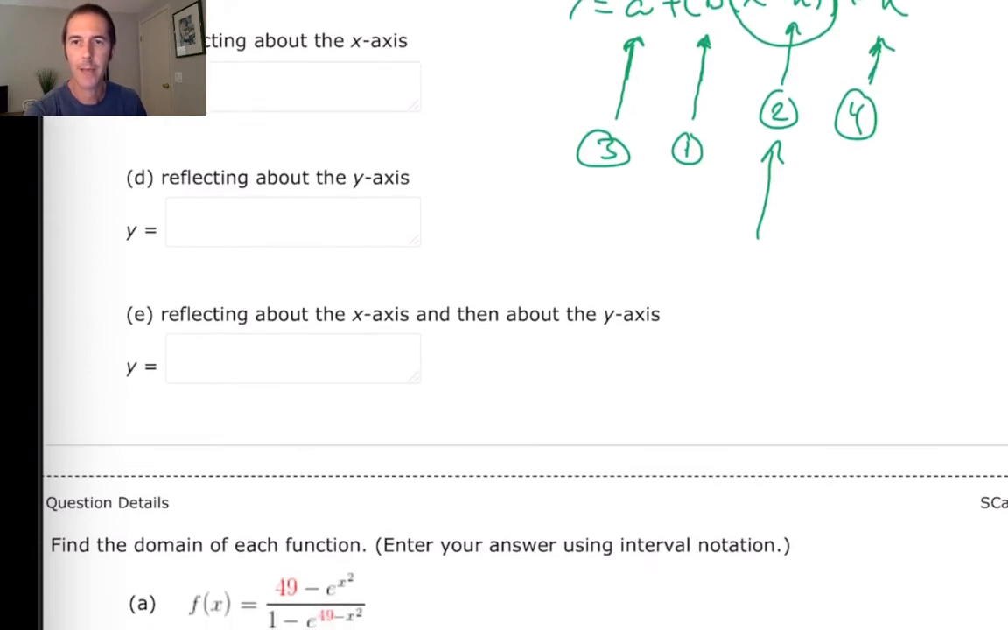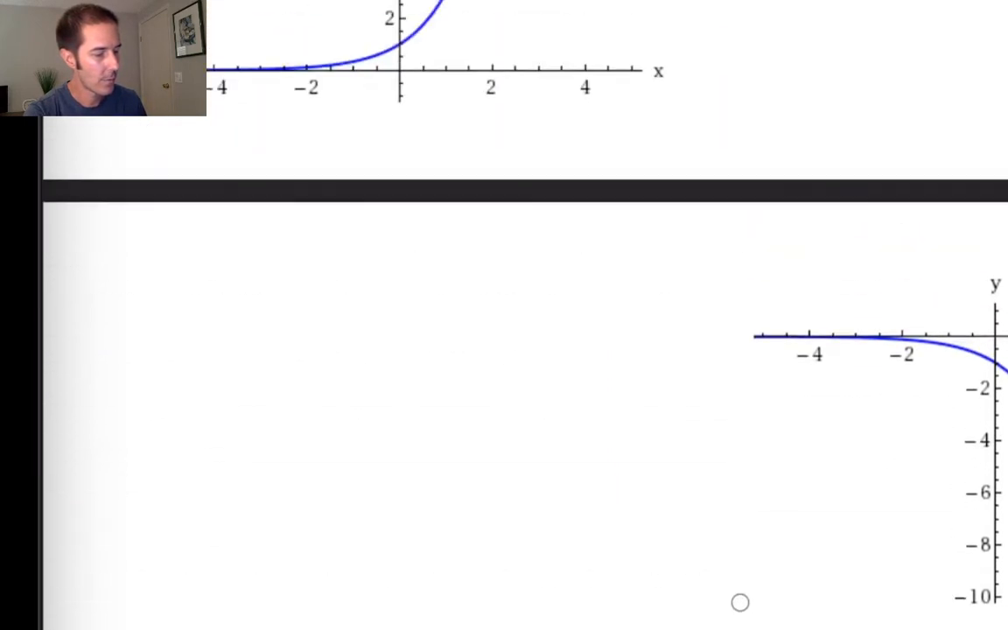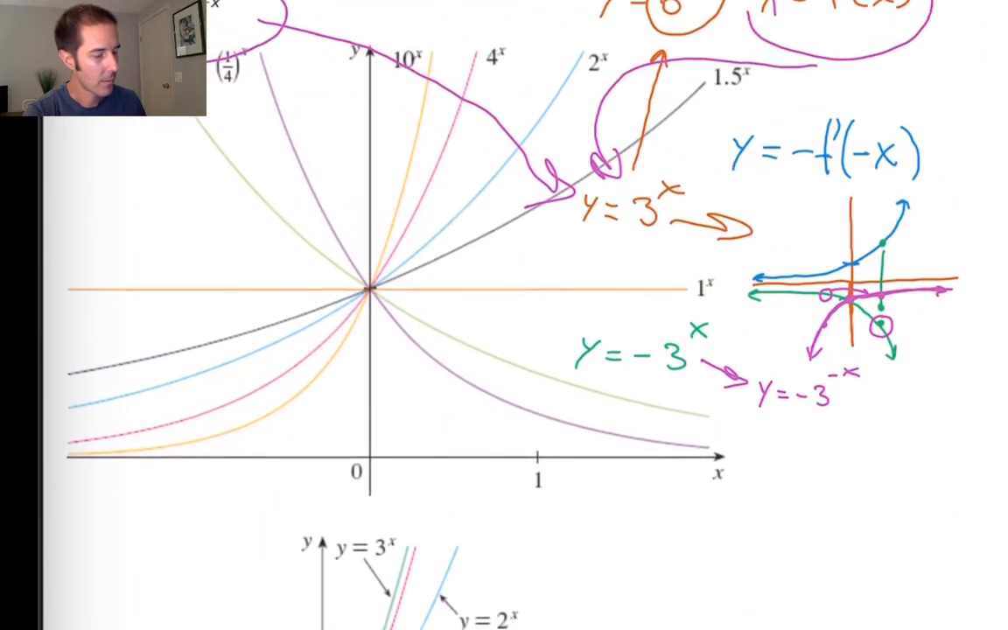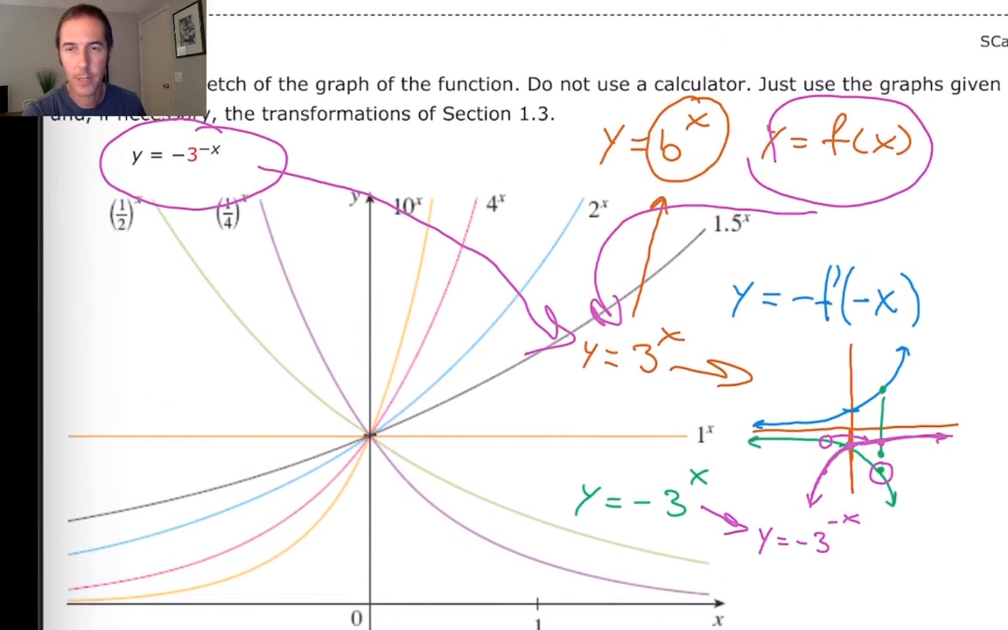Reflecting about the x and then about the y-axis. As it turns out, if the only modifications that you're applying are those 2 reflections, the order in which you do them doesn't matter. This is an example of where we reflected over the x-axis and the y-axis. And if you did those in the other order from the way that we did them, you'll find you would get the same answer.